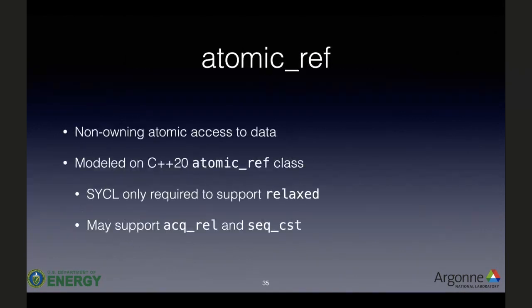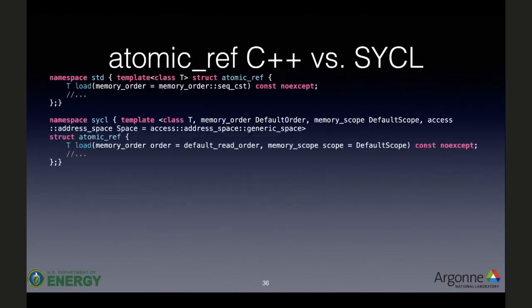So more about atomic ref. This is again non-owning atomic access to data, right? The one in SYCL, and we're modeling it on the C++20 atomic ref class. SYCL is only required to support relaxed, but it may also support acquire, release, and sequentially consistent semantics. So these are the main differences between the two.